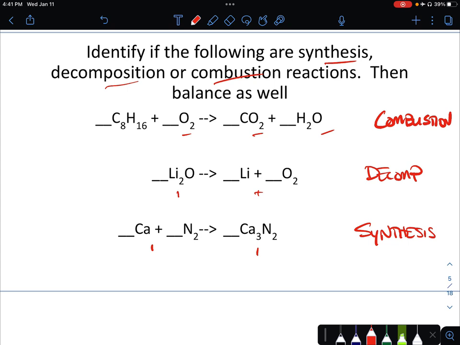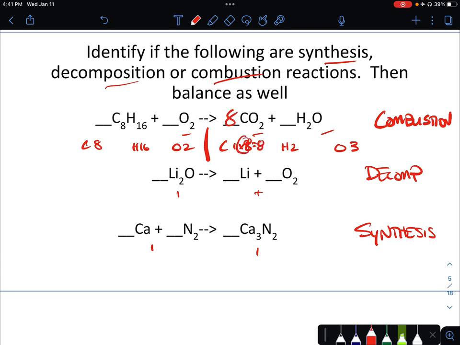That's synthesis. All right, so C8H16O2 plus C1H2O3. All right, so the C's are bad, so I got 8 on the left. So multiply that by 8 to get 8 over here.